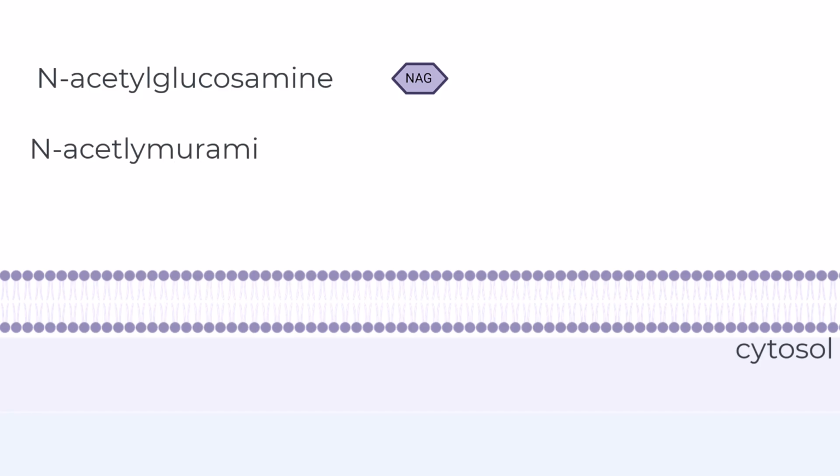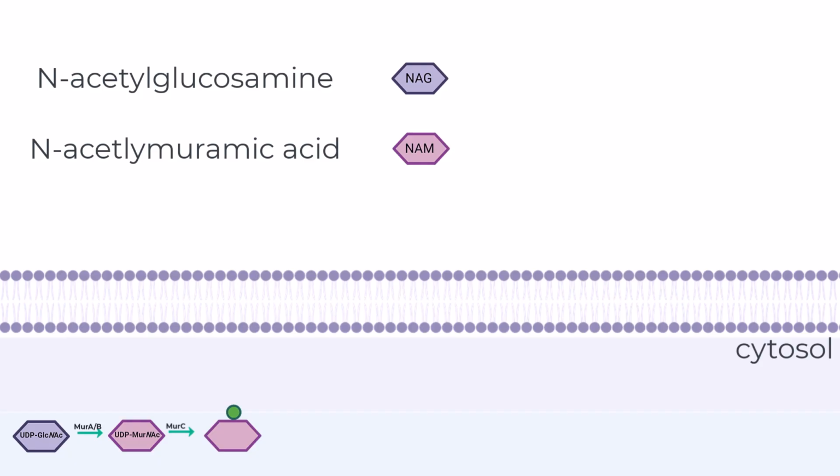Peptidoglycan is a polymer of two alternating amino sugars, N-acetylglucosamine and N-acetylmuramic acid. Bacteria can synthesize NAG easily, but the production of N-acetylmuramic acid is more complex. It's a multi-step enzymatic reaction catalyzed by the Mur enzymes, but we won't go into those details this time.